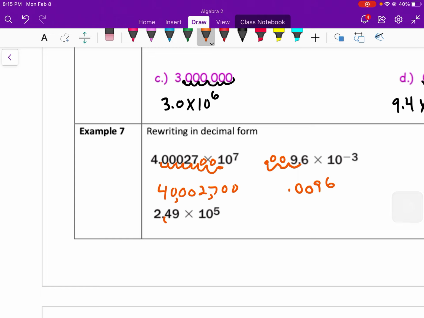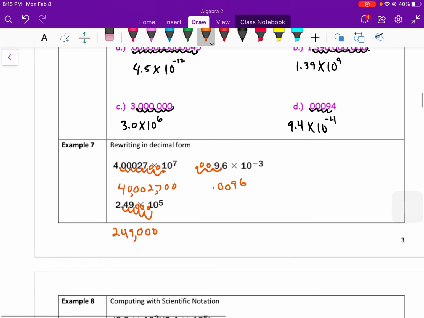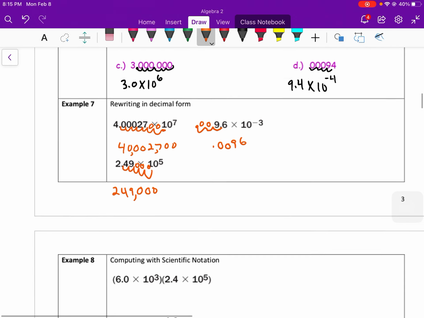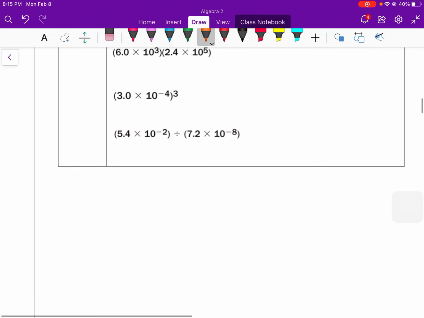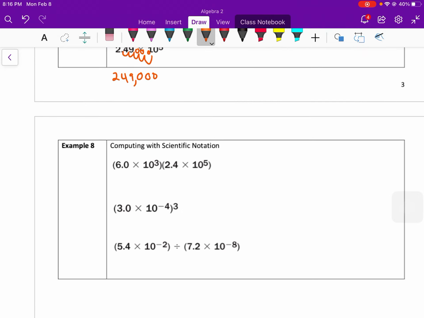2.49 times 10 to the 5th. It's positive, so we're going to move to the right. So 1, 2, 3, 4, 5. So 0, so 2, 4, 9, 0, 0, 0. So 249,000 is what that one is rewritten as in decimal form.